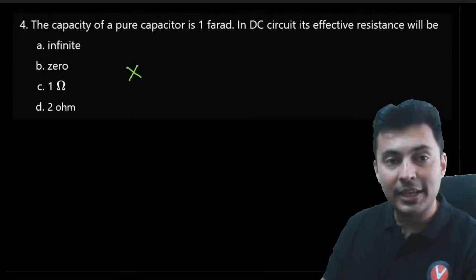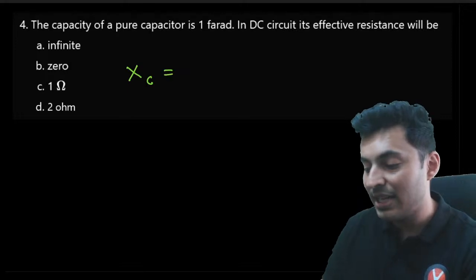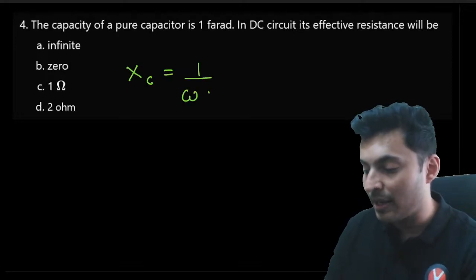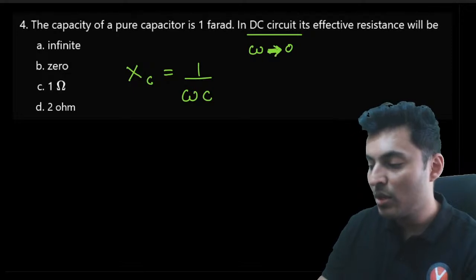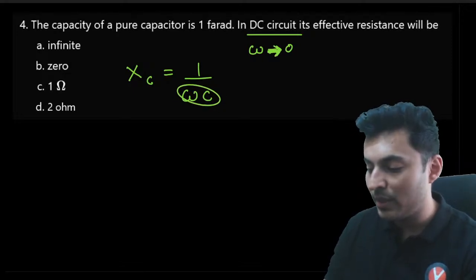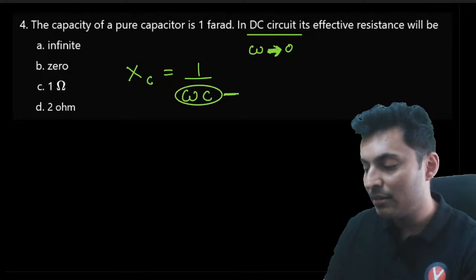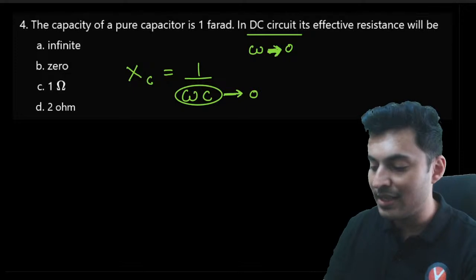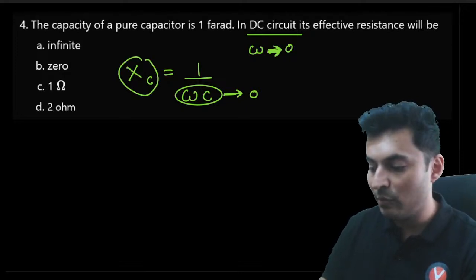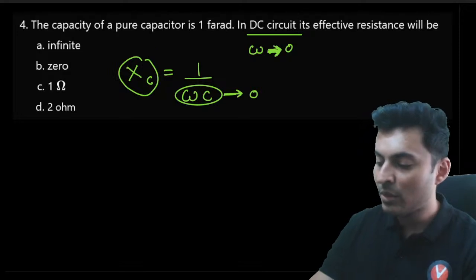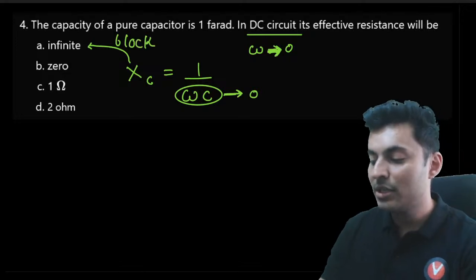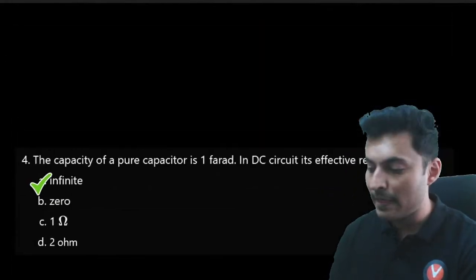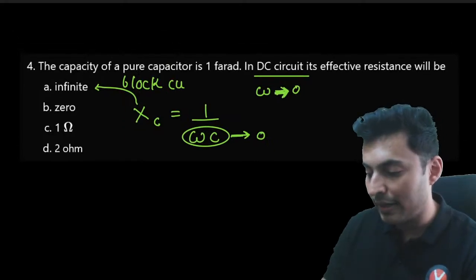If you notice, in AC circuits, you had something called XC, capacitive reactance, and it was 1 by omega C. When you talk about a DC circuit, the value of omega is basically 0. So, if the value of omega is 0, that means over here, the denominator will be very close to 0. That means the value of XC will be what, my dear warriors? Won't it be infinity? It is going to block the current. So, infinite resistance, that is the answer. Yes, it is going to block the current completely.